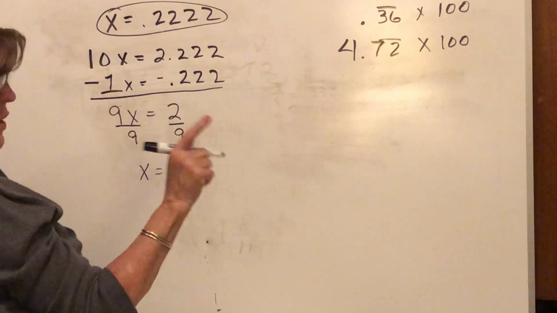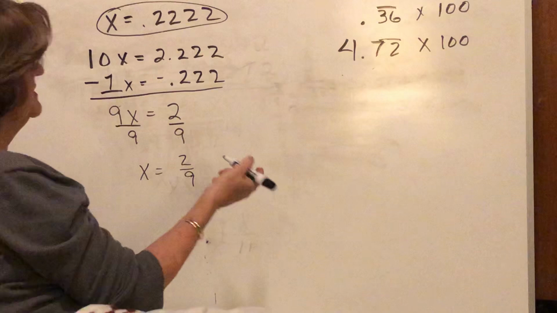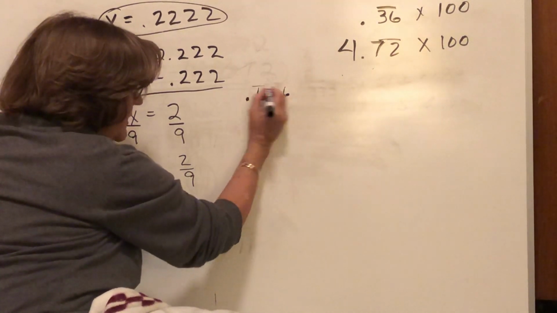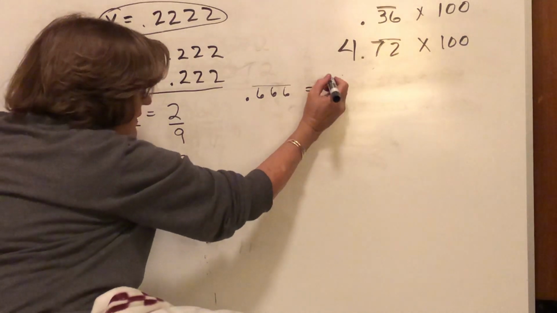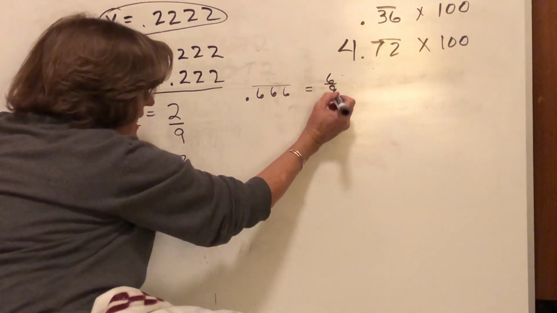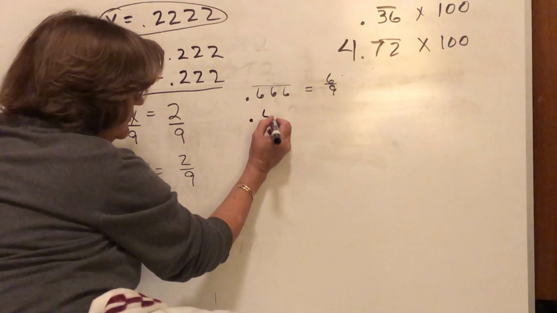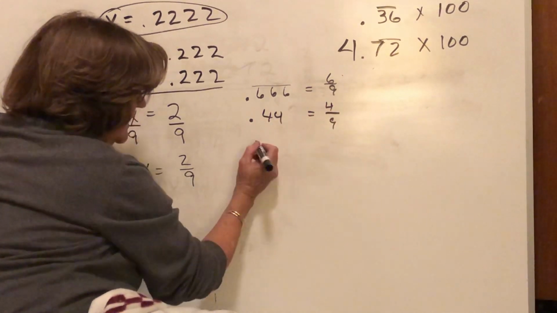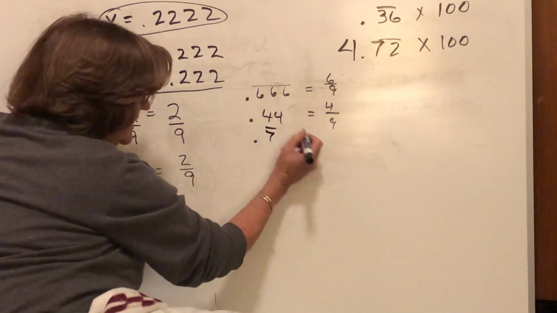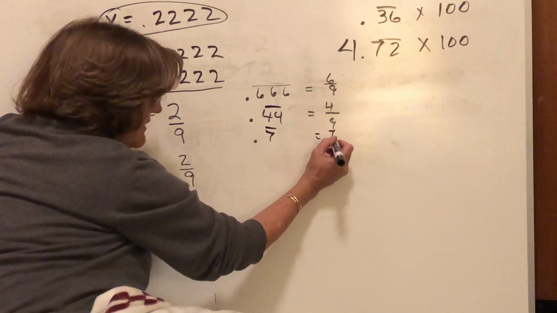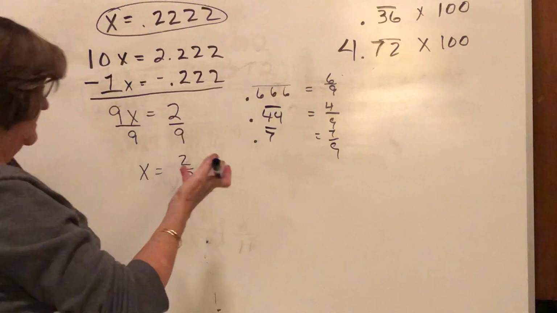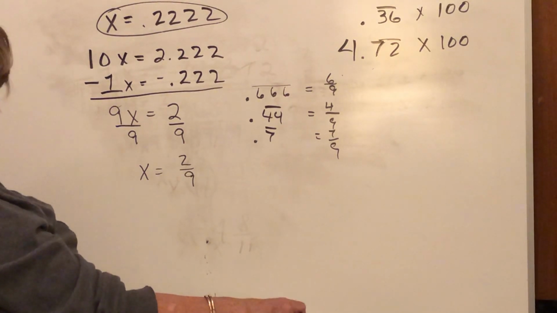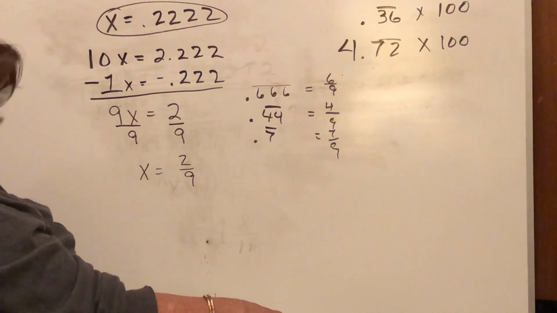which is something you already know because we've talked about this several times, that if I had 0.666 repeating, this is equal to 6/9. If I had 0.44, this is equal to 4/9. If I had 0.7 repeating, this is equal to 7 over 9. So here it just makes perfect sense, okay? So that's problem number 1. All right, make sure you get that down.